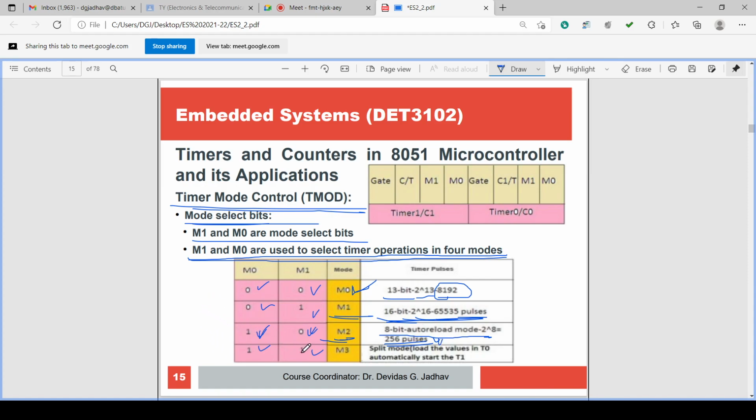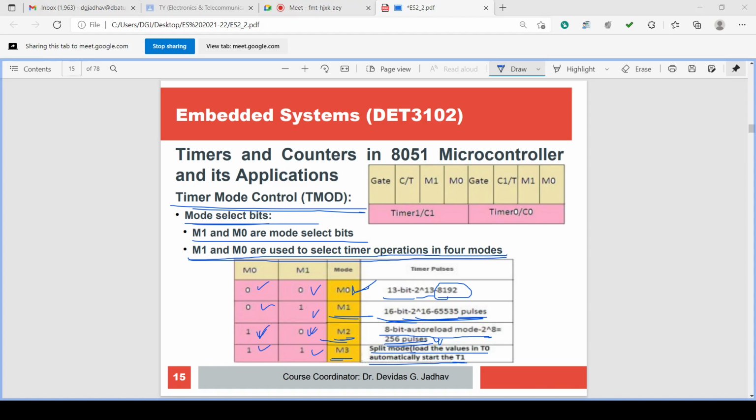M0 and M1 both are 1 1. This is the mode M3 and this is the split mode. Load the values in T1 and automatically start the T2. Load the values in T0 and automatically start the T1. So this is that mode.